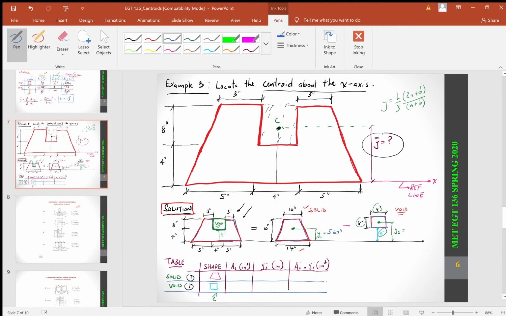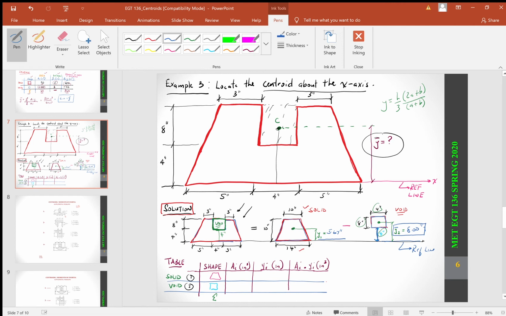Then for your rectangle right here, we know it's going to be h over 2, which is 8 divided by 2, which is 4, plus this 4 distance that you had to travel from your reference line. This is your reference line right here. That gives it 8 inches. So that's y2, and this is y1.